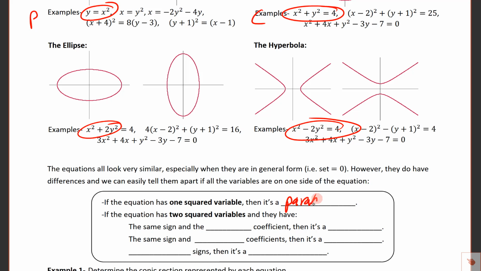So that's the easiest one to pick out by just looking at the equation. If it's got one squared variable, then it's got to be a parabola. The rest of these all have two squared variables, but if you look at them, we can still tell them apart.